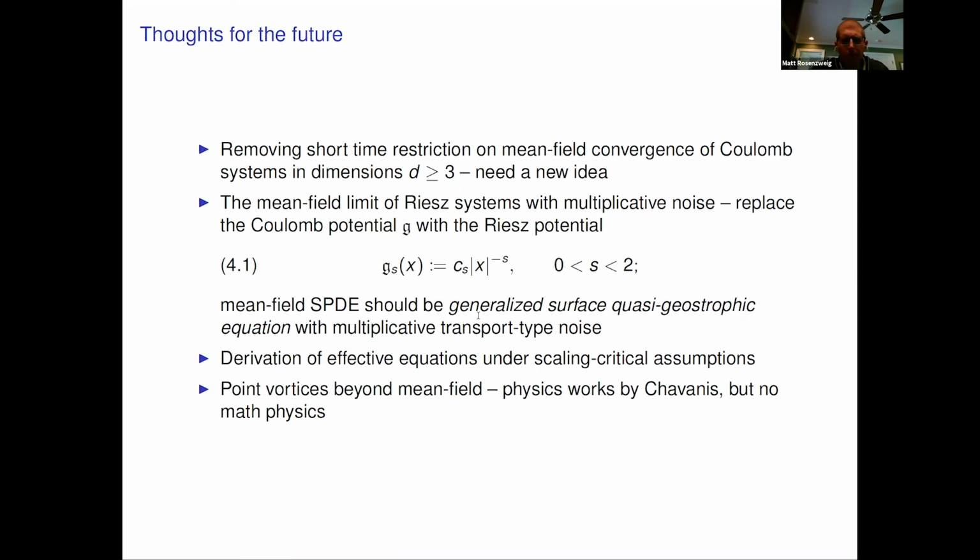In the context of point vortices, I've seen physics works by Chavanis, I'm not sure how it's pronounced, that I don't profess to completely understand, but still they're very interesting. But I'm not aware of anything that's quite math physics yet. But again, I guess that's not bad because it leaves room for future research.